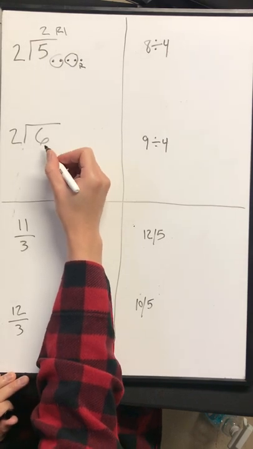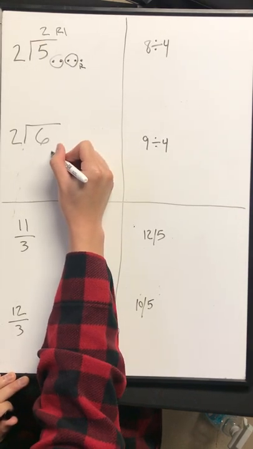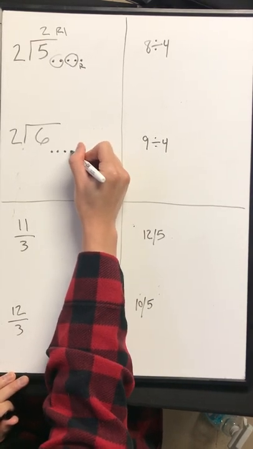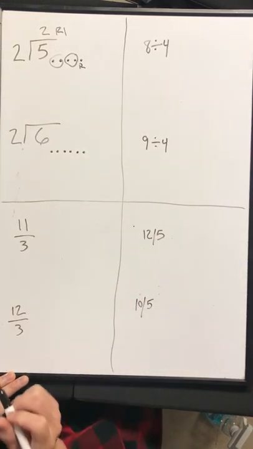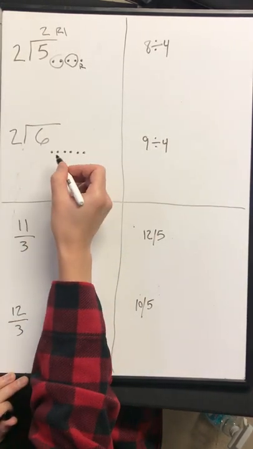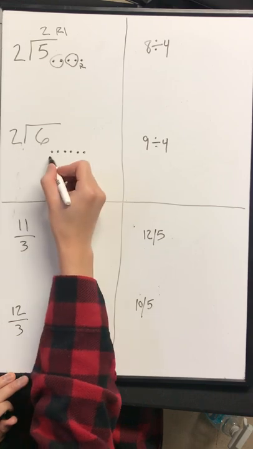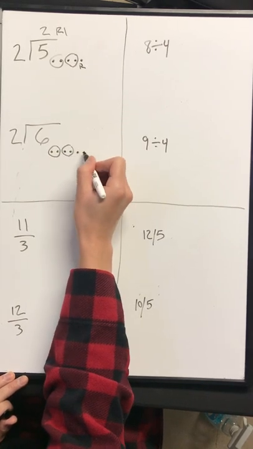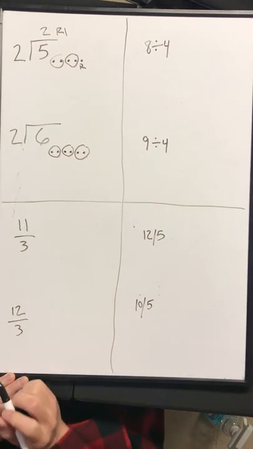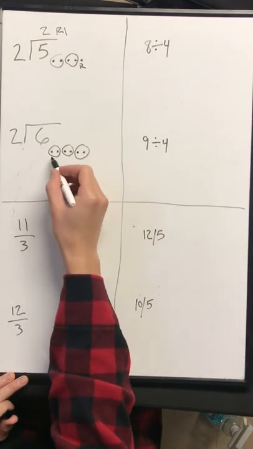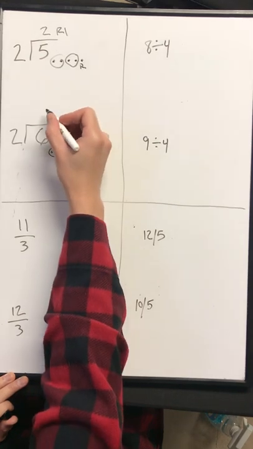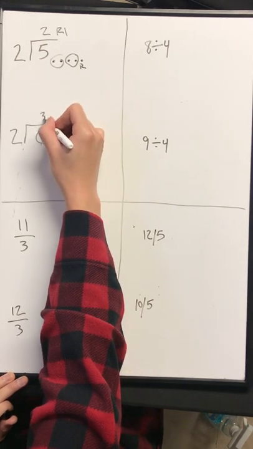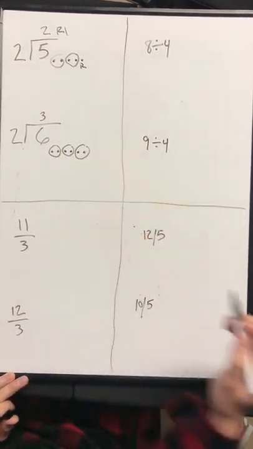Now I'm gonna write 6 dots over here. 1, 2, 3, 4, 5, 6. And I'm gonna circle it every time I count 2. 1, 2. 1, 2. 1, 2. And how many groups do I got? 1, 2, 3. I got 3 groups that I circled. And there's not gonna be no remainder.